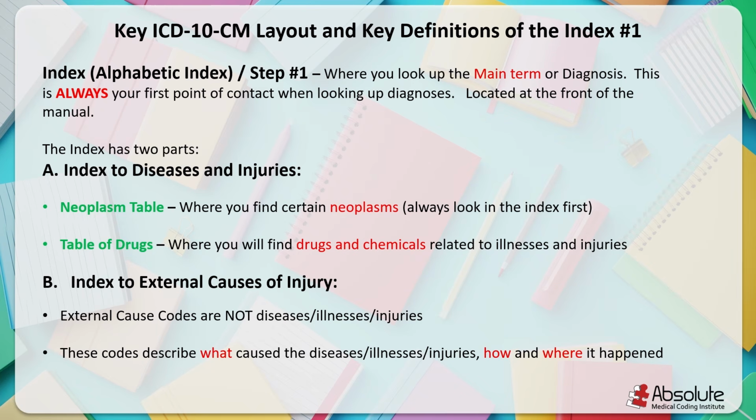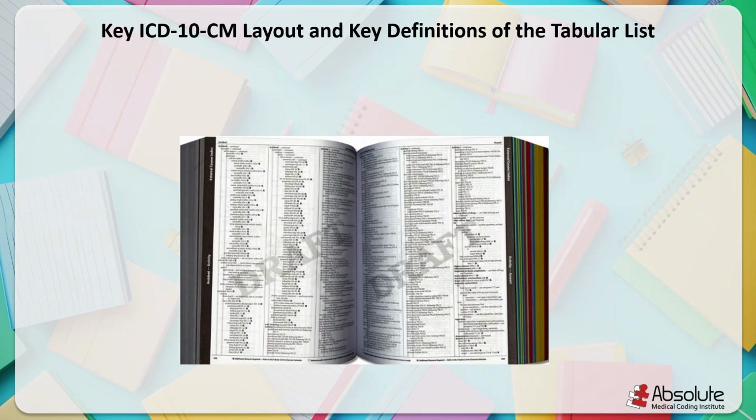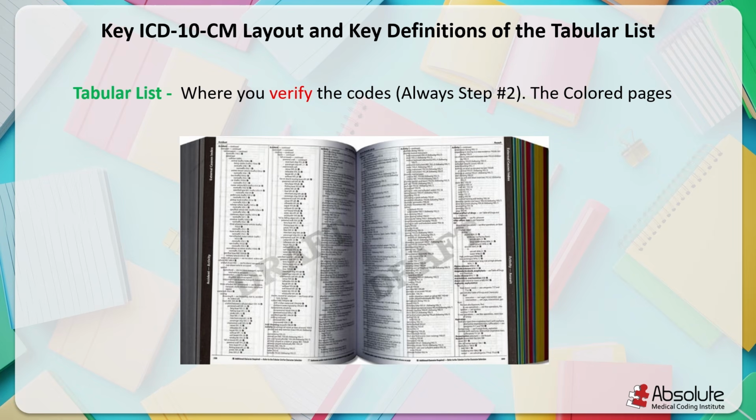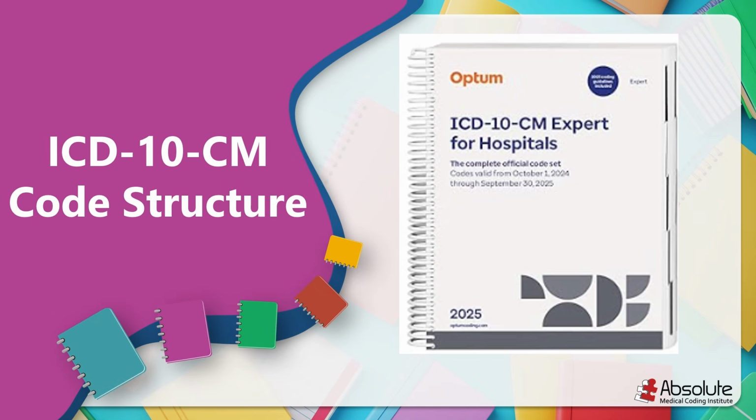Now, let's look at step two. And step two is the tabular list. This is where you verify those codes. And you know what, coders? You'll hear me say, these are the colored pages. Look, the colors. So the black and white is your index, and the color pages, that is your tabular list. So the black and white go first, then the colored pages go next. All right, so now that we know the mechanics of the book, let's turn our attention to ICD-10-CM code structure.